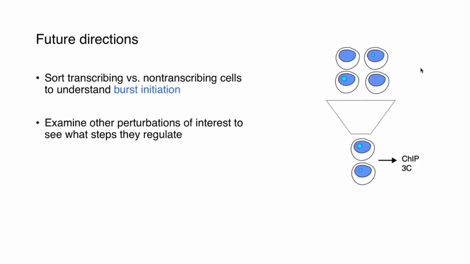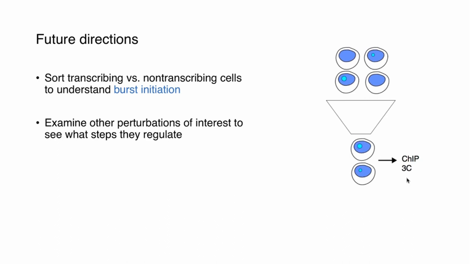One that we're really excited about in the lab is we're optimizing a technique to sort transcribing cells from non-transcribing cells just in an unperturbed population. And then we'd like to do biochemical methods like ChIP and 3C to see what is bound at a gene while it's bursting versus not bursting.